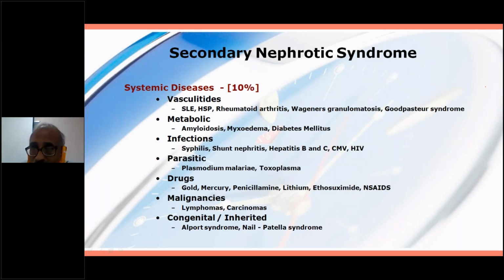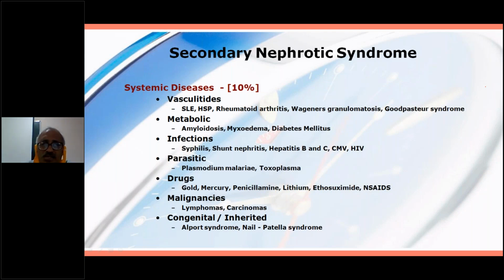The first is vasculitis, various types of vasculitis, and vascular diseases like systemic lupus erythematosus, Henoch-Schönlein purpura, rheumatoid arthritis, Wegener's granulomatosis, Goodpasture syndrome. These are some of the examples. All these vasculitides involve renal vessels too, and ultimately lead to proteinuria and nephrotic syndrome type of features. But sometimes there is a mixed nephritic-nephrotic combination of features, and that becomes a big differential diagnosis problem.